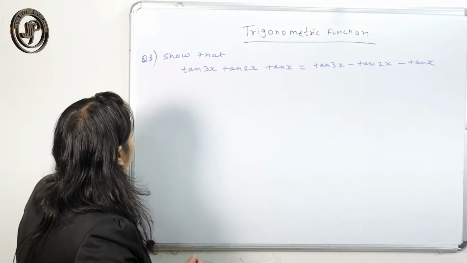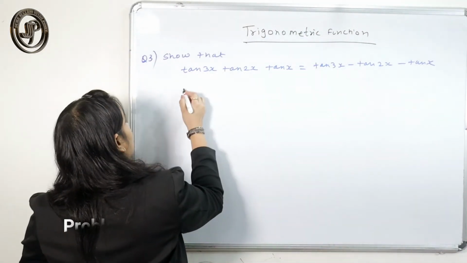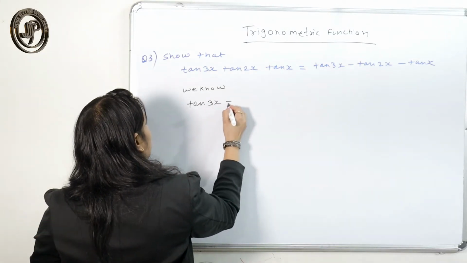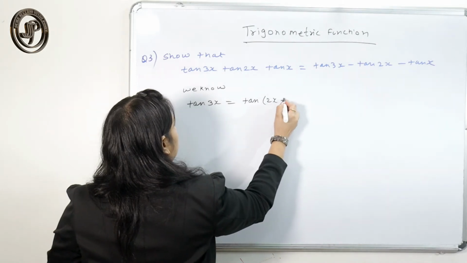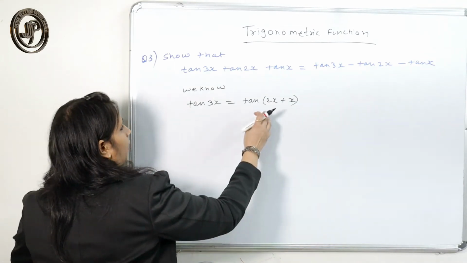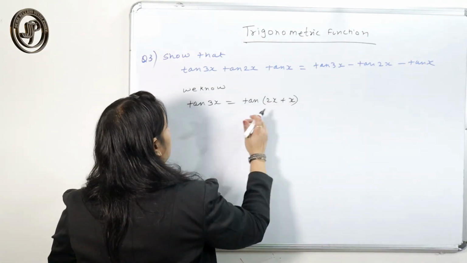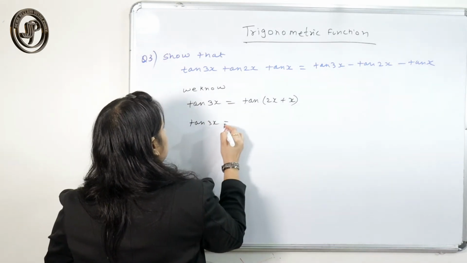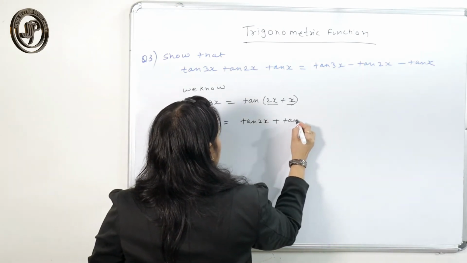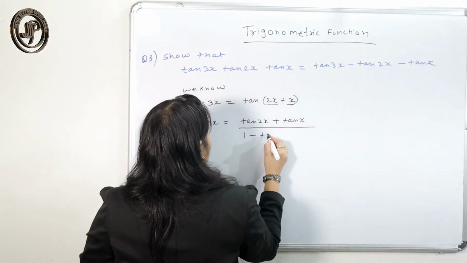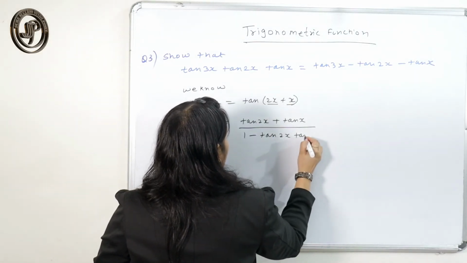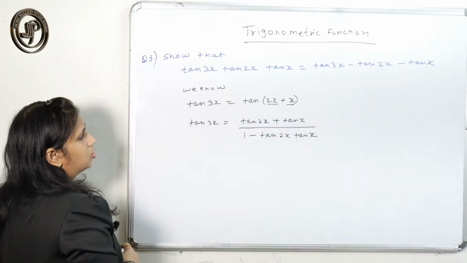So here is a question, we have to prove this. Can I write tan 3x as tan(2x + x)? Now here I can apply the formula of tan(a + b). If this is a and this is b, then it is (tan a + tan b) upon (1 − tan a tan b). Now just cross multiply.